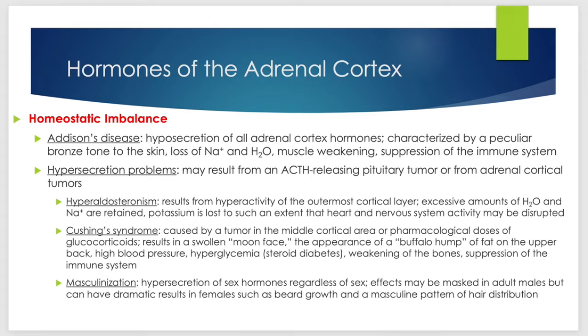Next is Cushing's syndrome, and that's caused by a tumor in the middle of the adrenal cortex, or doses of glucocorticoids that are too high can cause that as well. And it results in a swollen face, what we call a moon face. The person would have a buffalo hump of fat on their upper back, kind of a hunchback there a little bit, high blood pressure, high blood sugar, which is hyperglycemia, which in this case would be steroid-induced diabetes. Their bones would become weak, and their immune system also would be suppressed with that.